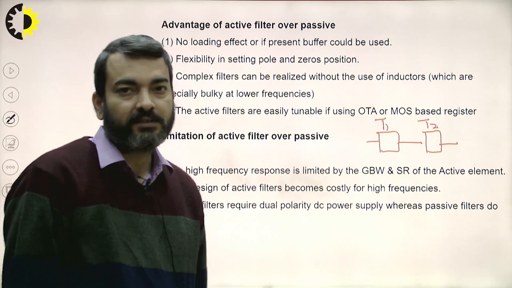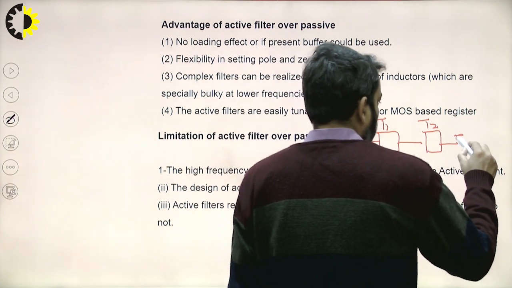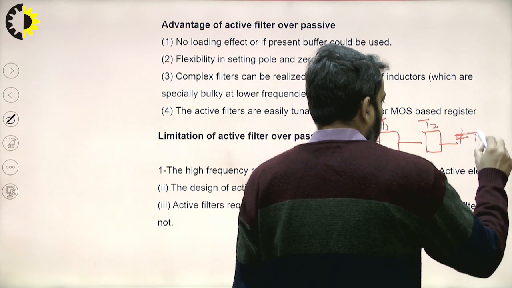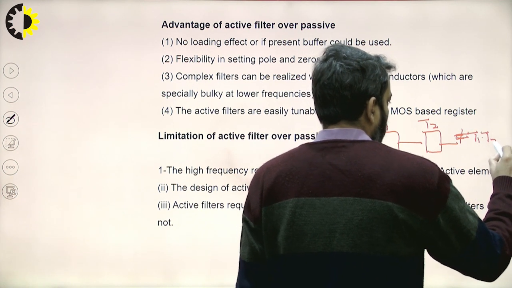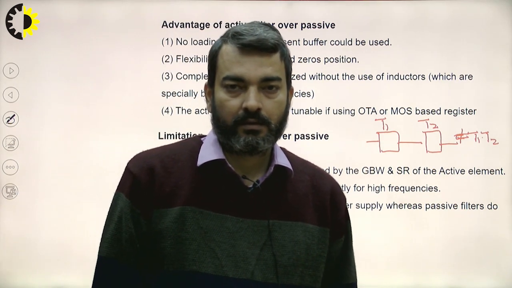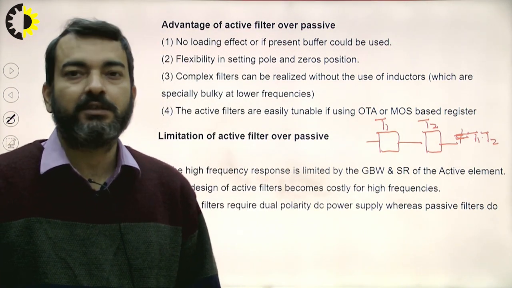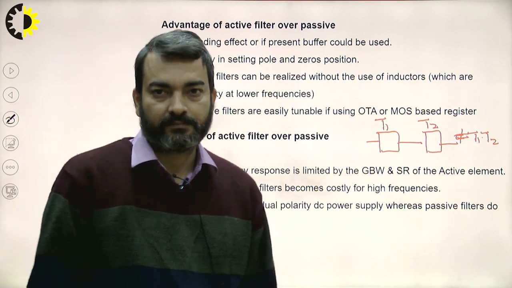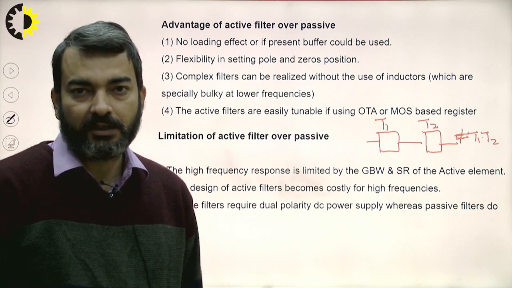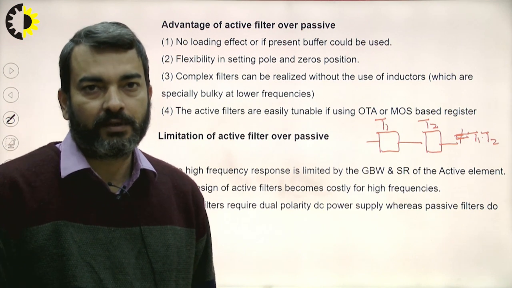Then in case of passive filters, if we are cascading these two passive filters, the cascaded system will not have a transfer function equal to T1 times T2. This is because of loading. So in case of active filters, this loading effect can be easily avoided by using buffers. And sometimes the analog building block used will itself provide such a property that we will not need any buffer.